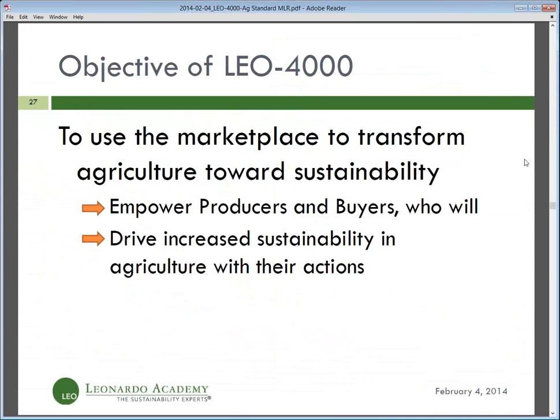The objective of Leo 4000 is to use the marketplace to transform agriculture towards sustainability. It will do this by empowering producers and buyers who will drive increased sustainability in agriculture by their actions. One of the important functions standards like Leo 4000 play is as a communications tool. They make it easy for producers to ask for sustainability and for buyers to ask for sustainability. It makes it easy for producers to document the sustainability of their production and easy for buyers to request sustainability when they're purchasing things.